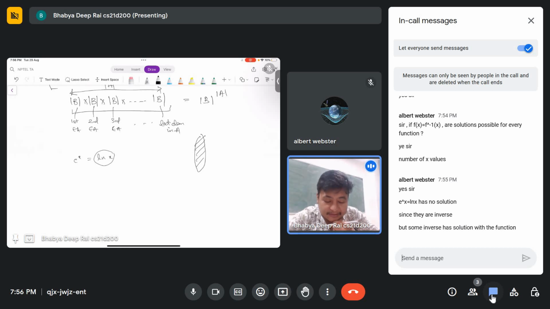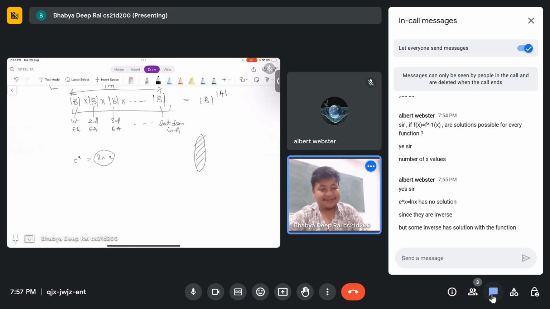Since they are inverse. Okay, I mean, is it true that e to the x equals ln x? Okay, but again, I want to come back to it. Okay, what do you mean by solution?